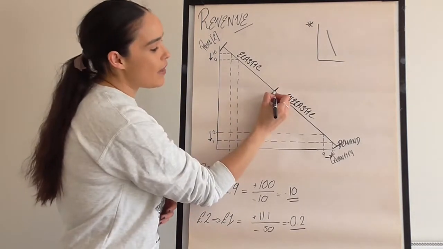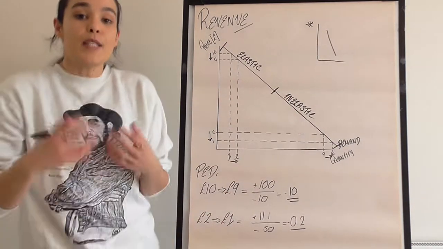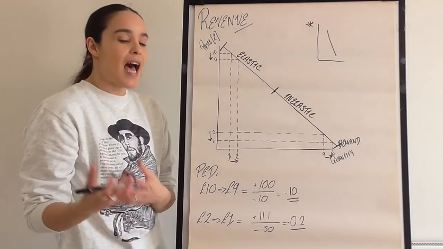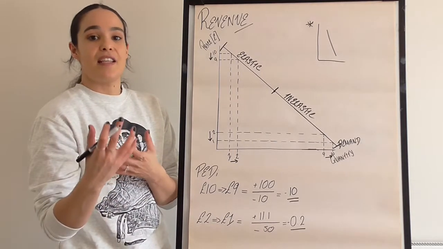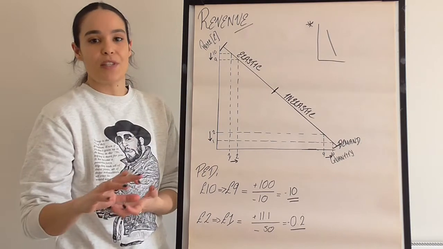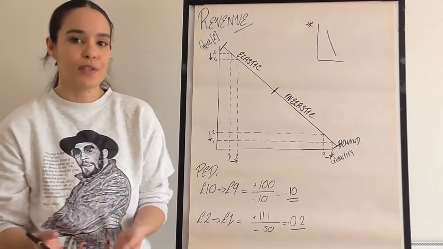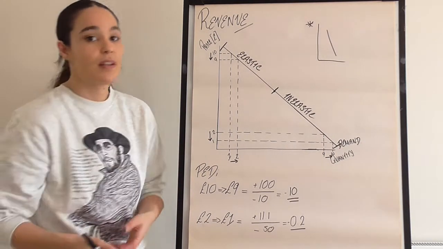So what's happening at this point here? It's proportional, right? We're saying that it's 1 for 1. So a 1% change in price is going to lead to a 1% change in quantity demanded. It is proportional, it's not more than proportional, it's not less than proportional.